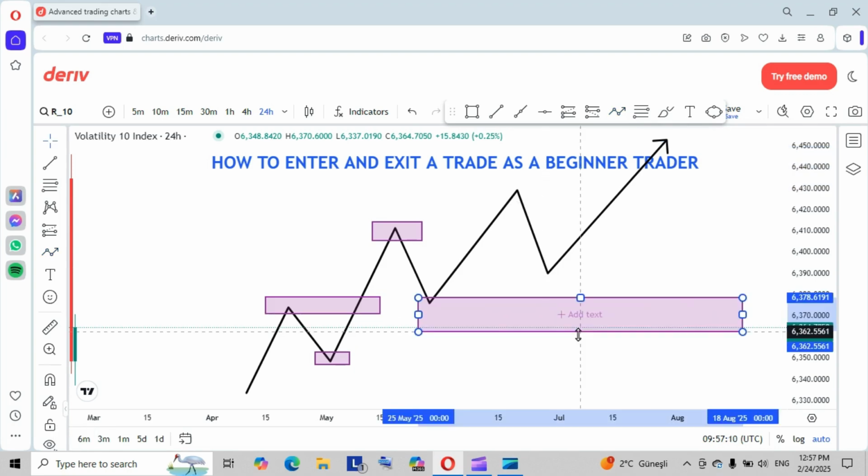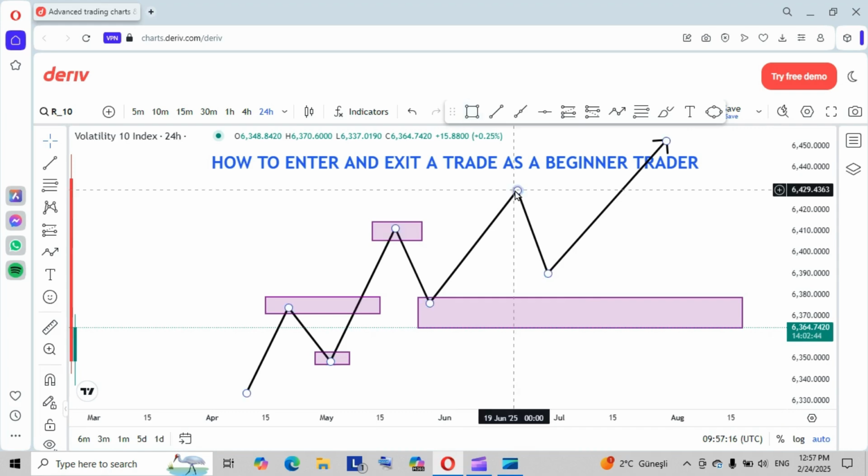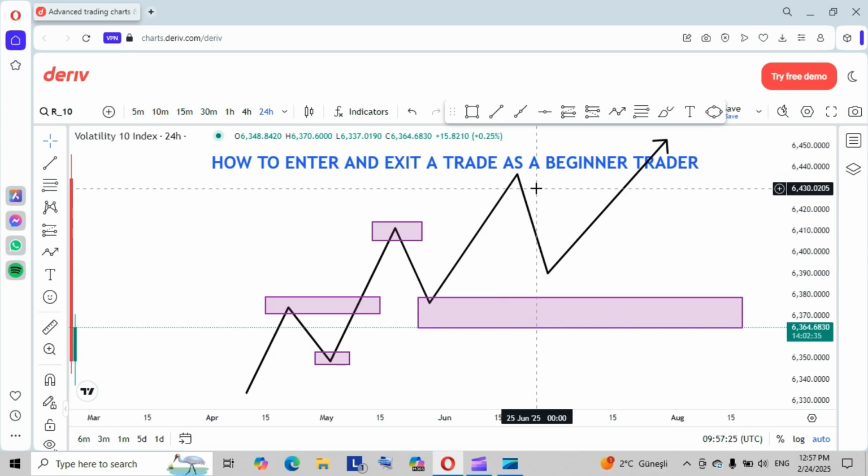What you need to do now is pay attention to the previous high. Let's say this is the previous high. This is where the buyers have been able to push price before. Don't forget, this is technical analysis, and technical analysis has to do with historical data. So your take profit should be at this particular point, because the buyers have been able to push price here before.